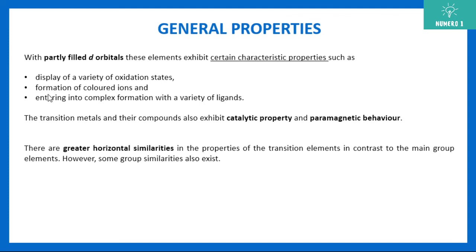Then they form colored ions. If you have Cu2+, that's actually blue in color. Same way, all the other ions have some color or the other, which we will also discuss in the coming session. Next is entering into complex formation with a variety of ligands. Since they have empty d orbitals, they take in electrons from some of the ligands and form a complex compound, or coordination complex. That will be the next topic.